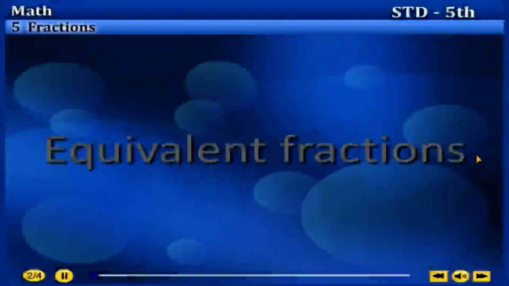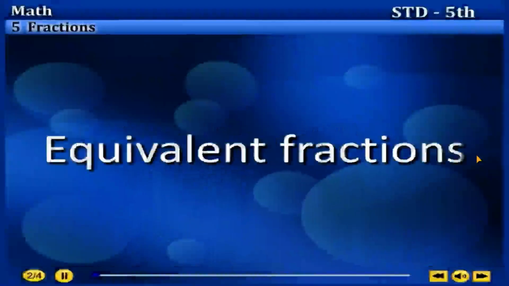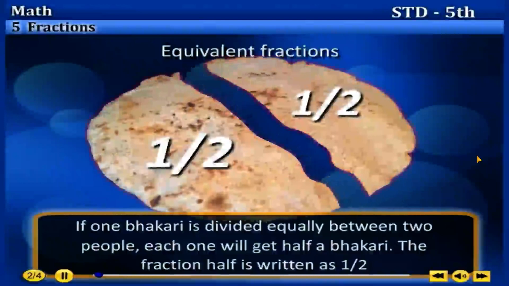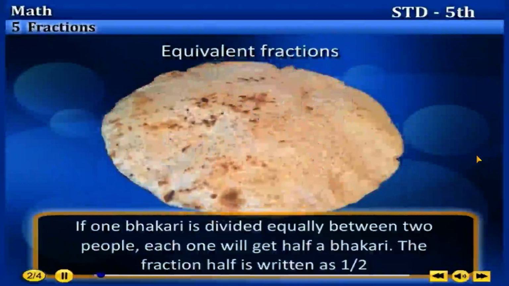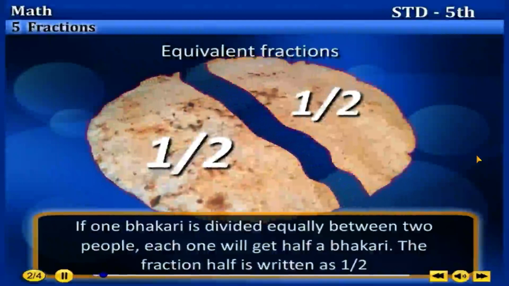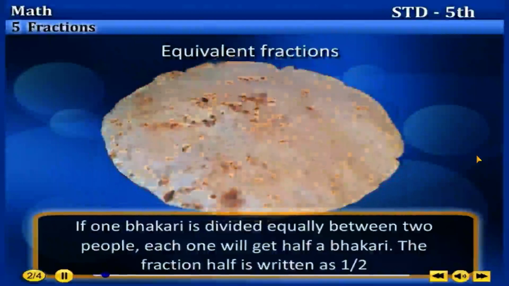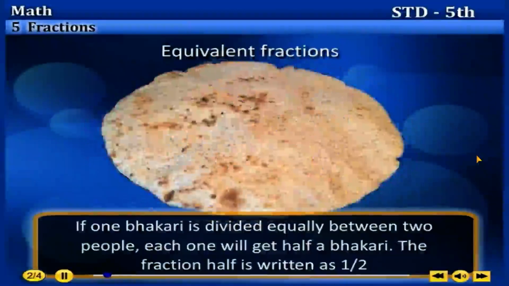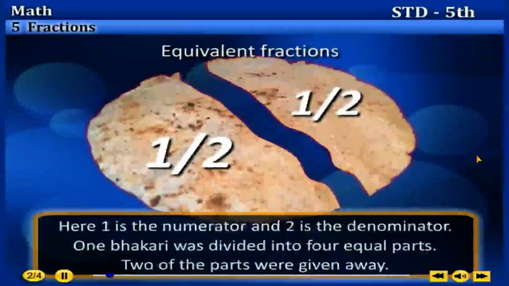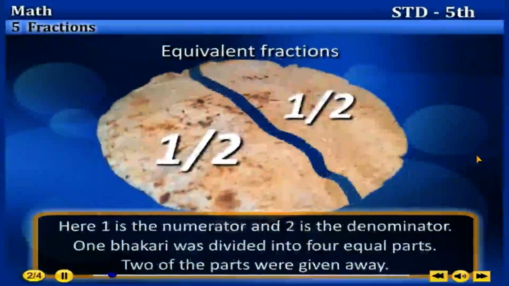Equivalent fractions. If one bhakri is divided equally between two people, each one will get half a bhakri. The fraction half is written as 1/2. Here 1 is the numerator and 2 is the denominator.